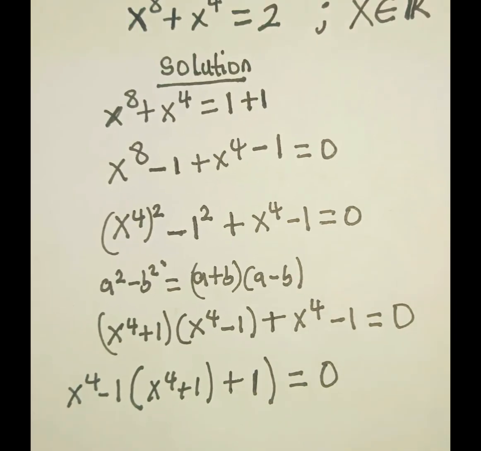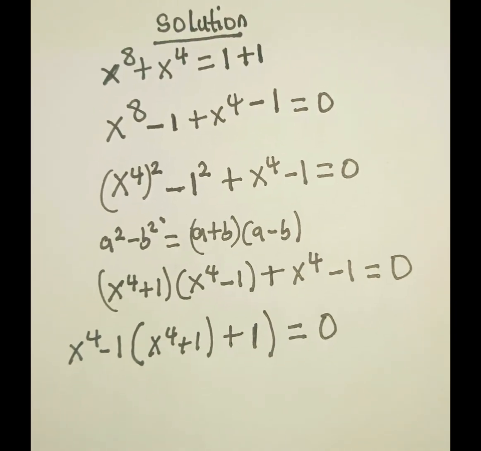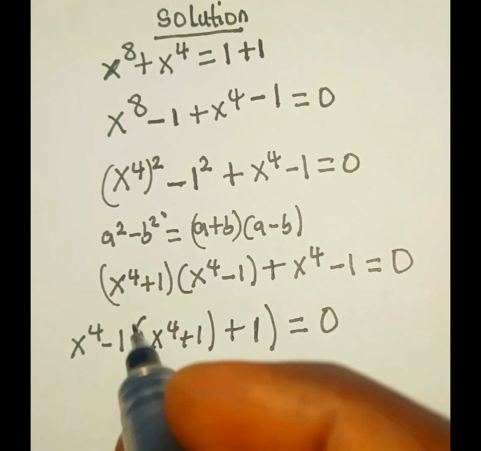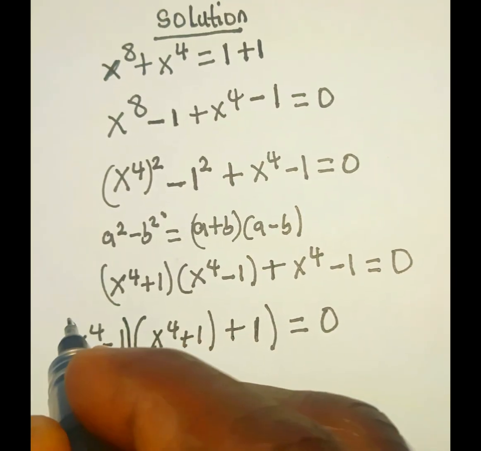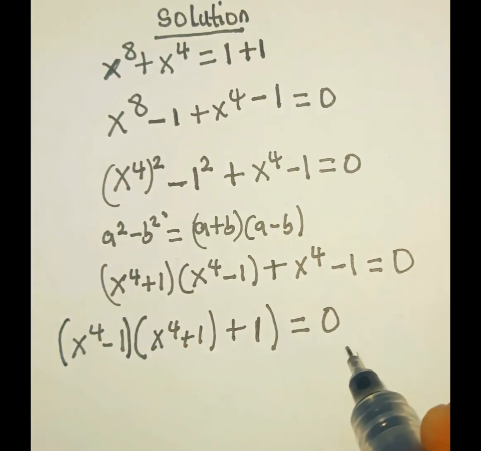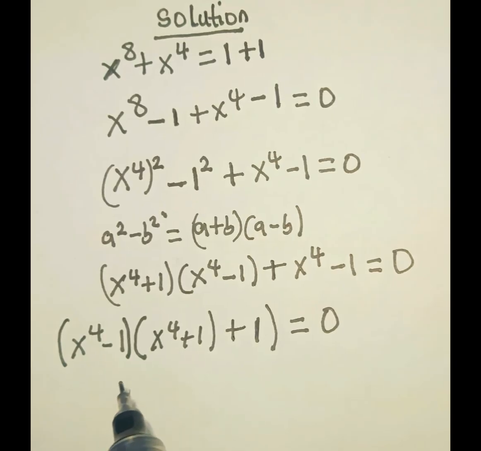Now the next thing we're going to do is to recall that when two terms multiply to give 0, as you can see these two terms are multiplied together, then to be 0, either one of them is 0: either the first term is 0 or the second term is 0.